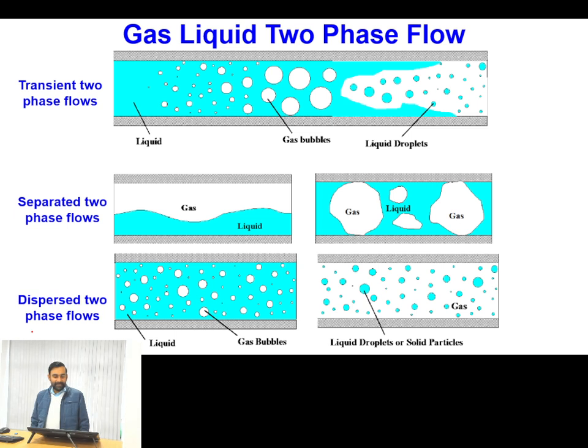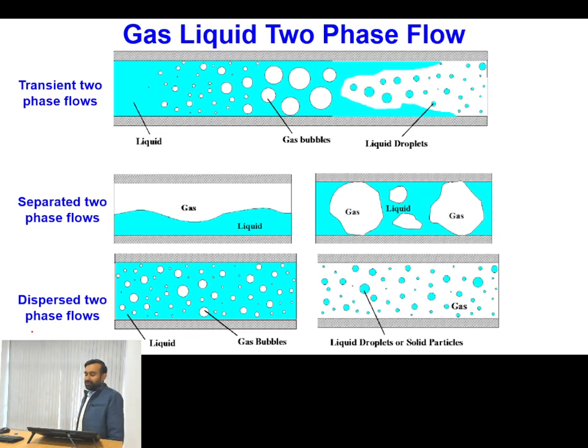Okay, and if we talk about the types, two major categorizations we have seen. Some flows where two phases can be clearly separated by an interface boundary are called separated two-phase flow, and where the phases are rigorously distributed in one another, we have called dispersed two-phase flow. Some more representations of this kind are shown here.